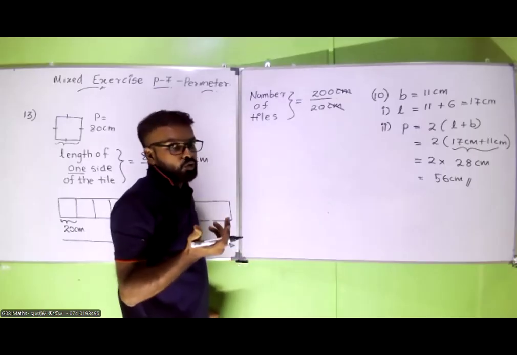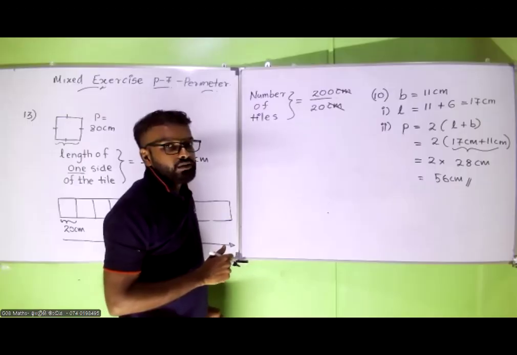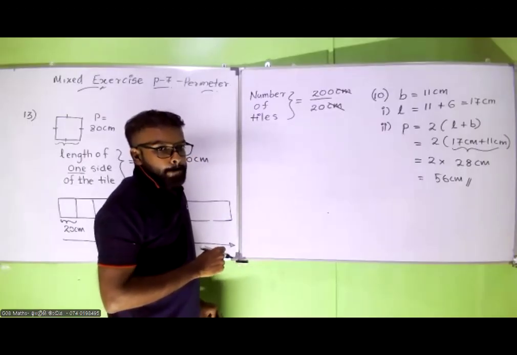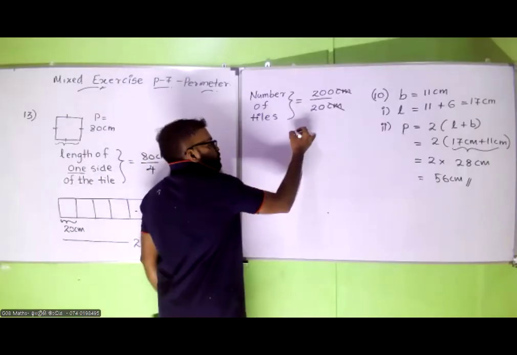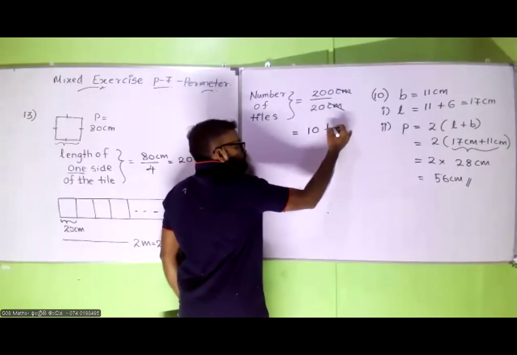200 divided by 20. You know it? What would be the answer for it? 200 divided by 20. That's 10. So yes, we will be needing 10 tiles.